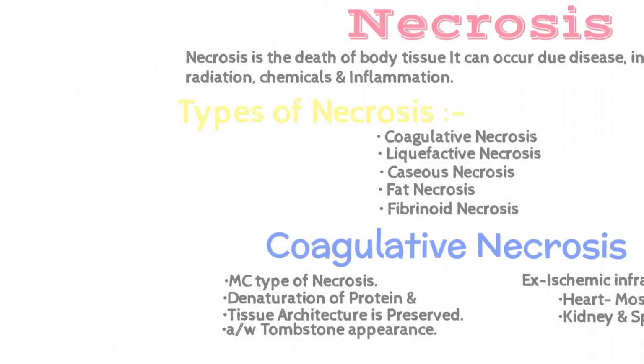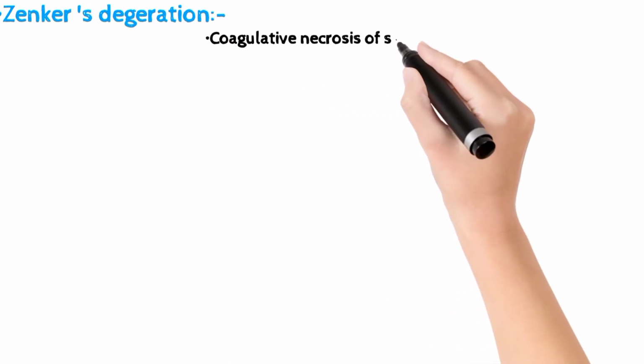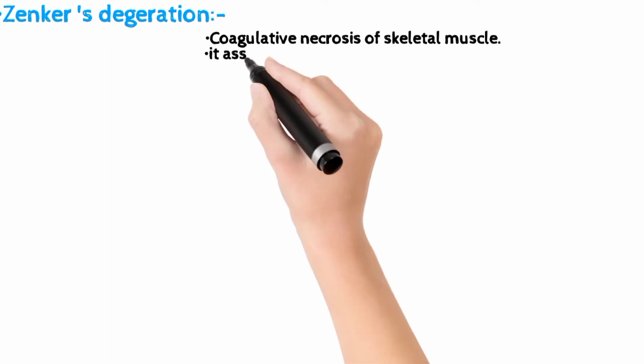Now coming to Zenker's degeneration. It is a coagulative necrosis of skeletal muscle and it is associated with typhoid fever.